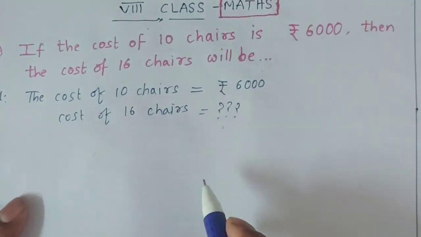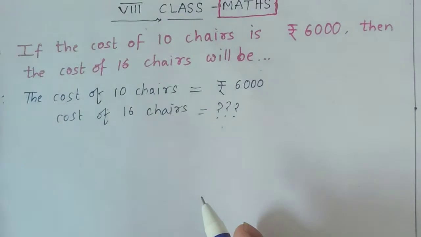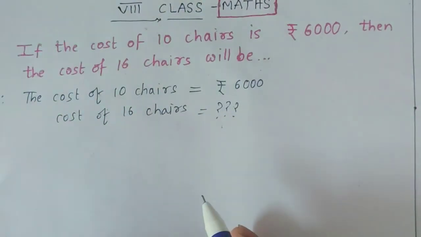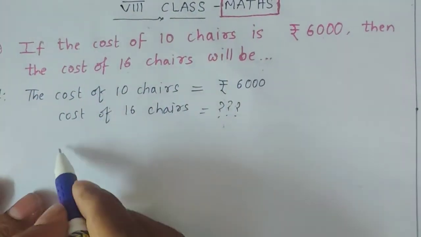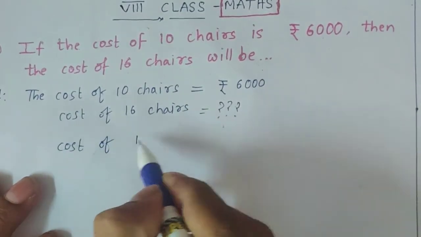Whenever the cost of some number of chairs is given, and they are asking for the cost of some other number of chairs, then you need to find out the cost of one chair. So that is what we have to do: find out the cost of one chair. Now I am finding out the cost of one chair.